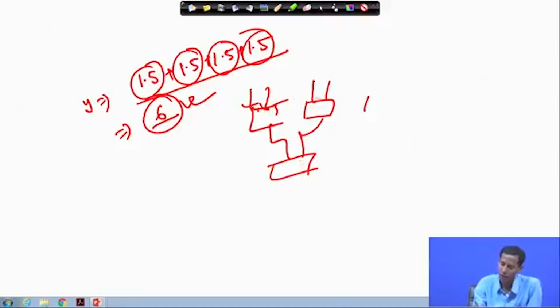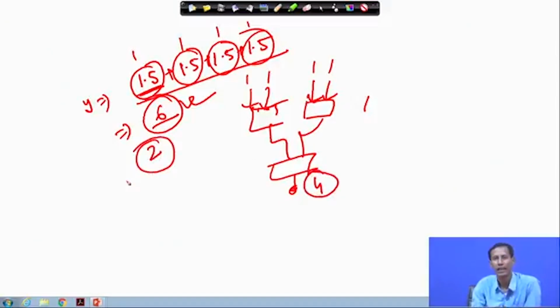So, at that time what will happen? This will not consider 1.5, right. So, this will consider 1, 1, 1, 1. So, this will be 1, 1, 1, 1. That means finally I will collect 4. So, that means 2 is the error which I am basically accumulating.